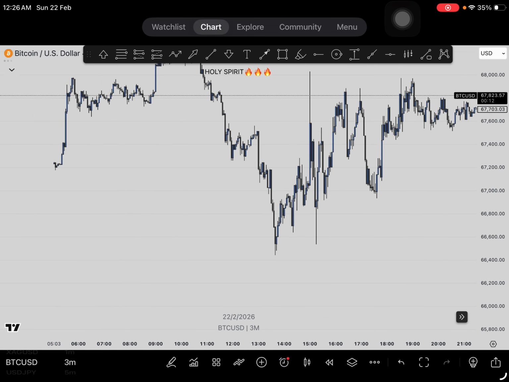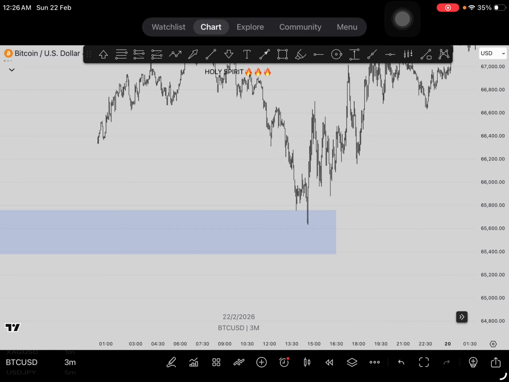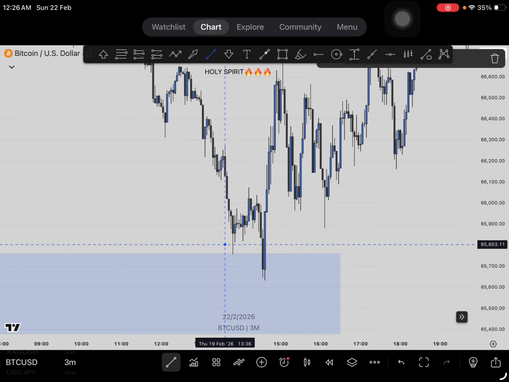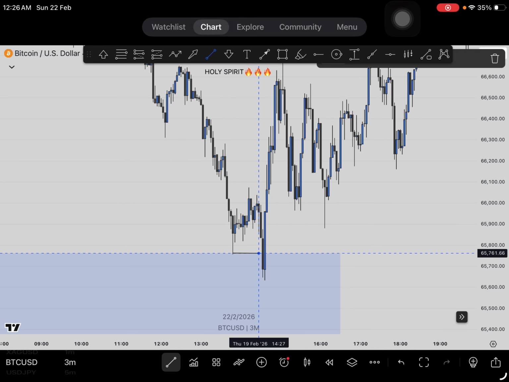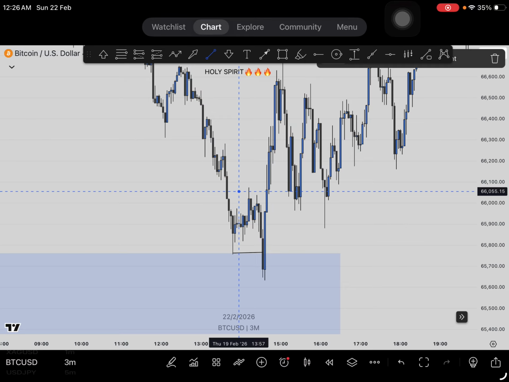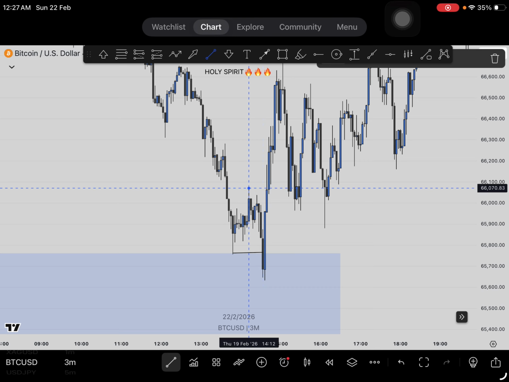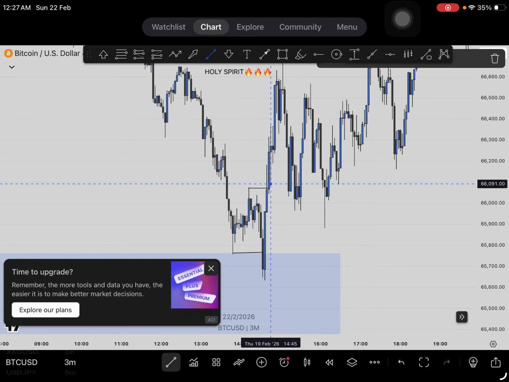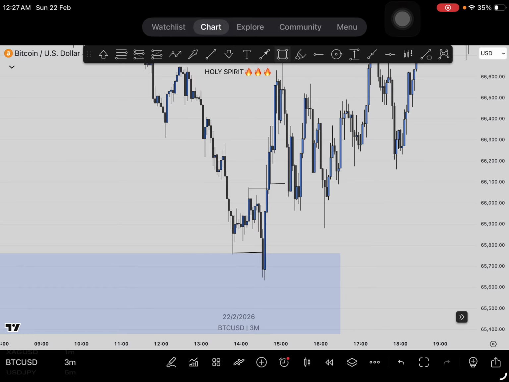So I went to 3 minutes, and on the 3 minutes I also saw the same thing. I saw my sweep here, and then I saw my market structure shift here. I also saw my inducement here. As at the time I took the trade, this was my inducement, right? And this was my POI.